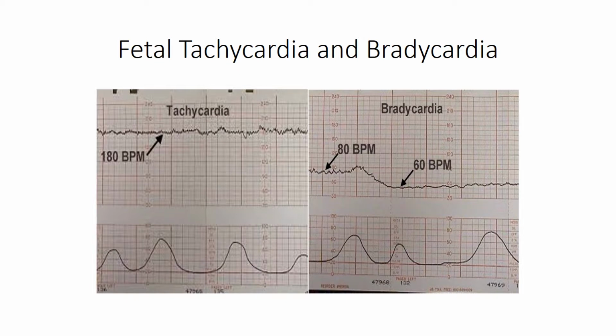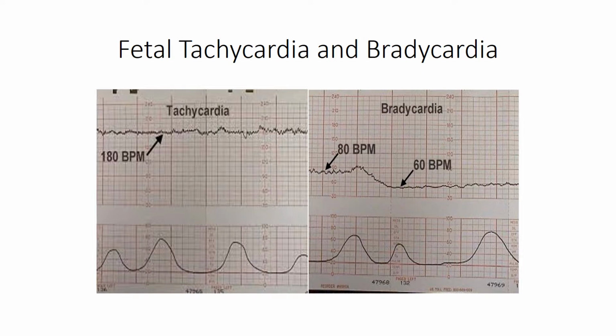Now this slide shows two different fetal monitor tracings, and the one on the left is tachycardia. I know it's kind of difficult to see, but that's a baseline, and we're looking in between the contractions. It's elevated. It doesn't have a huge range, but it goes from 175 to 185 in some spots, so we're going to call it 180 beats per minute.